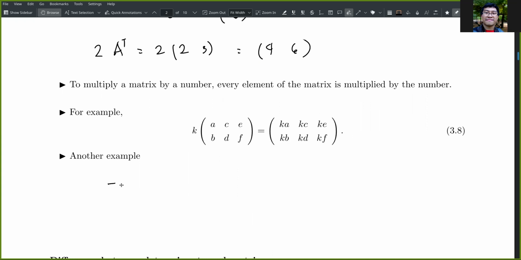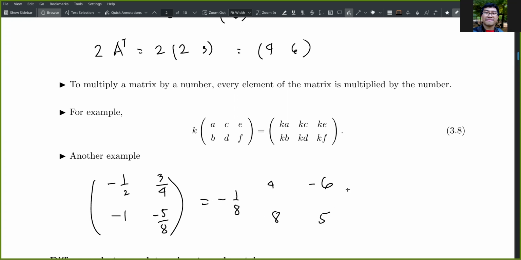Another example, if you have negative 1 half, 3 fourths, negative 1, negative 5 over 8, this would be equal to, so suppose we factor negative 1 over 8. So negative 1 over 8 factored out becomes 4 here. Factor 1 over 8 here, there'll be a 2 in the numerator. There's a negative, so negative 6. Factor negative 1 over 8, that's 8. And here it would be 5. So you can always put that back in. You should be able to get this.